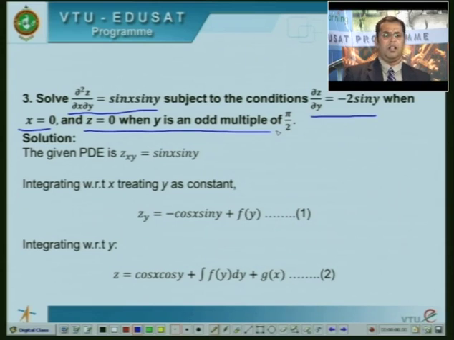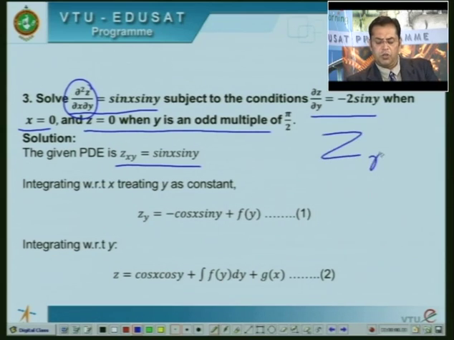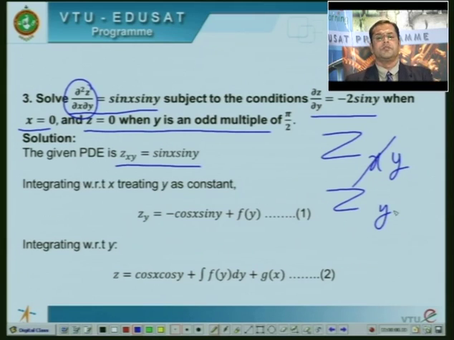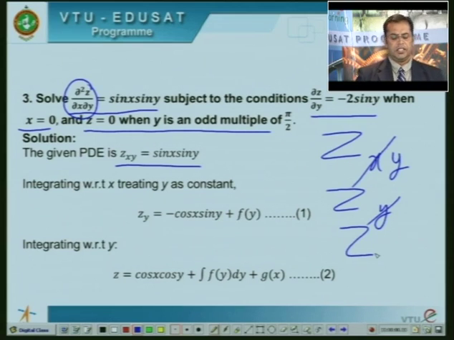So, before applying the conditions given, let us first solve the given PDE. So, what are you given? Using notations, you know that dou square z by dou x dou y is zxy. So, given zxy equal to sin x into sin y. How do you get z from this? First integrate with respect to x to give you zy by treating y constant, then integrate with respect to y to obtain z by treating x constant. So, we will do that here.